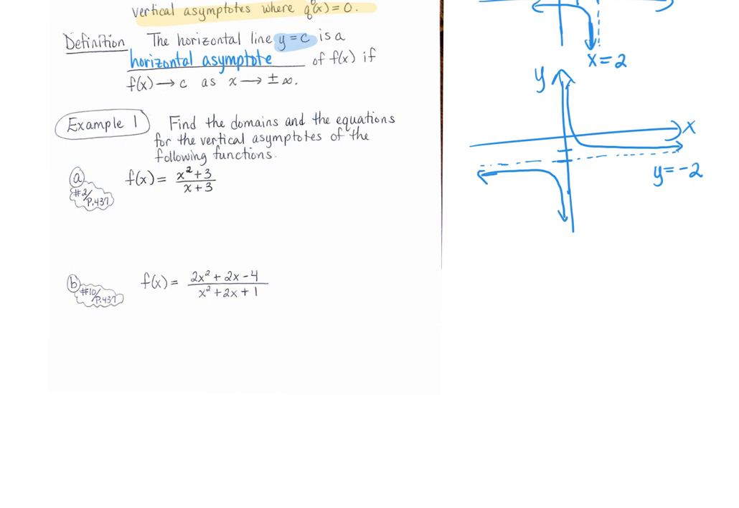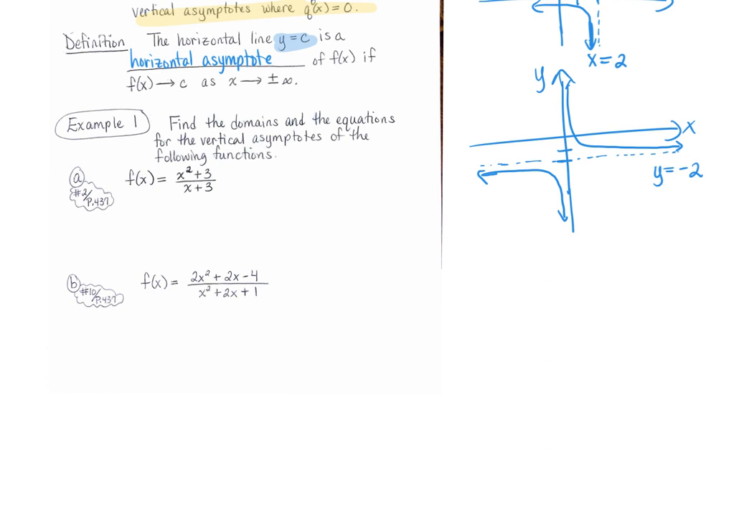All right, so let's look at a couple examples. Here it says find the domains and the equations for the vertical asymptotes of the following functions. Vertical asymptotes are in the form what equals? X equals C. X equals a number. Good.